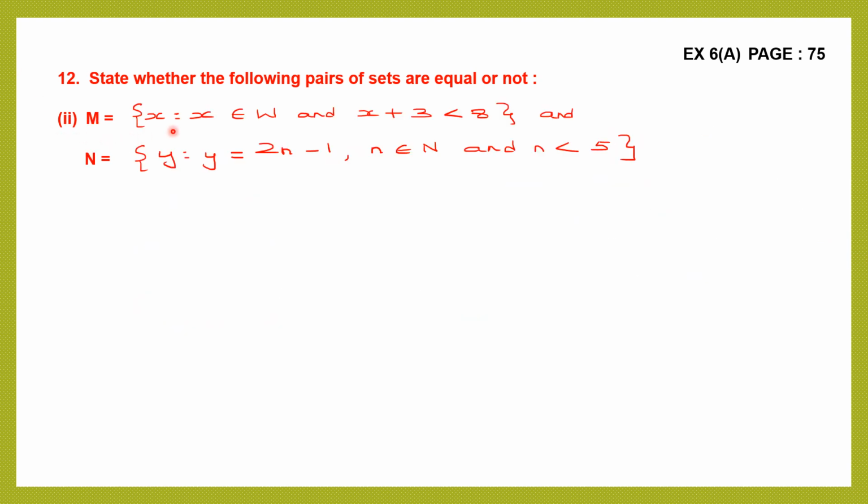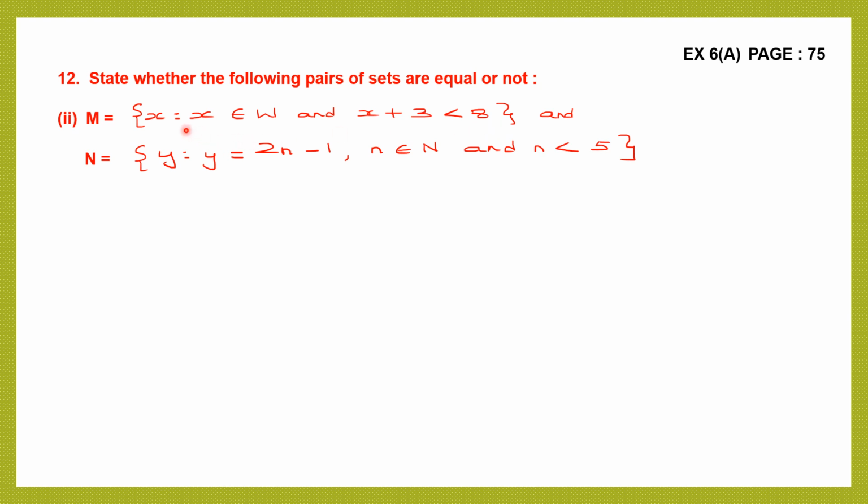Question 2. M is equal to x is such that x belongs to whole numbers and x plus 3 is less than 8. That means we have to solve this and find all the elements of M. Similarly, we have to solve this and find all the elements of set N and see whether the elements are the same. Then we can call them equal sets. So let's begin with set M and solve this.